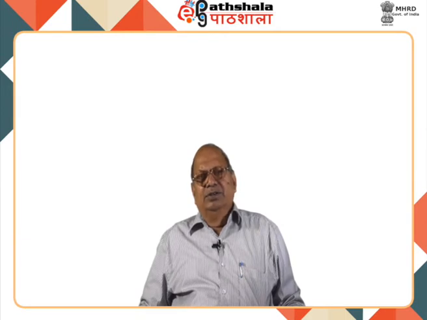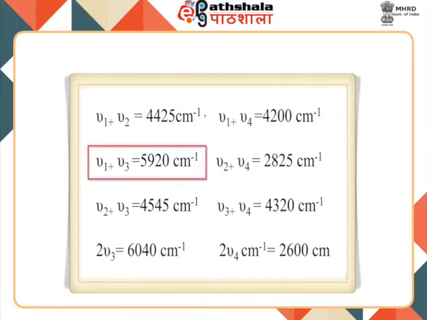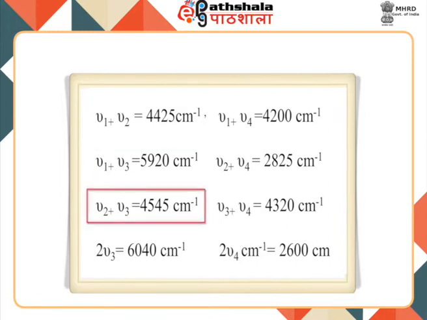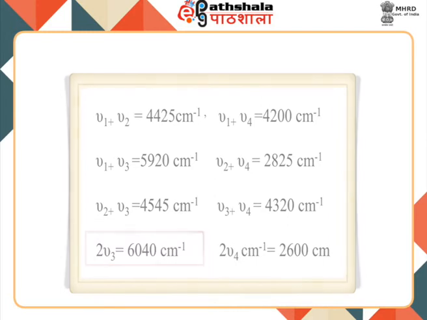Let us take various combinations and differences of these frequencies and check the activity. If I take nu1 plus nu2, it should be 4425 centimeter inverse, nu1 plus nu3 is 5920 centimeter inverse, nu2 plus nu3 is 4545 centimeter inverse, and twice nu3 is 6040. Like this, we can take nu1 plus nu4, nu2 plus nu4, various combinations.